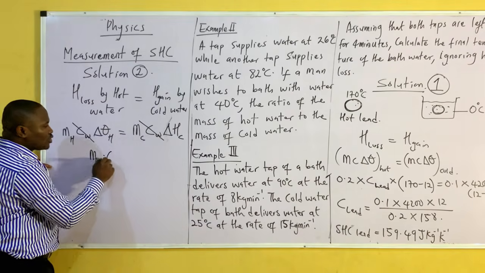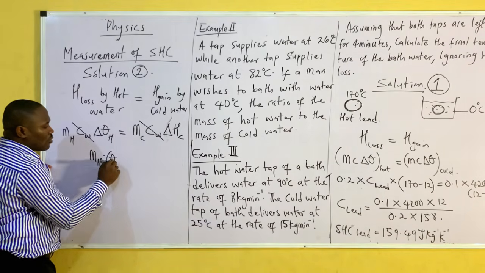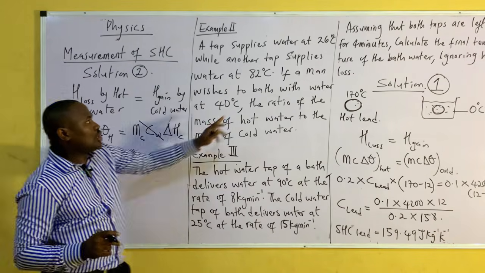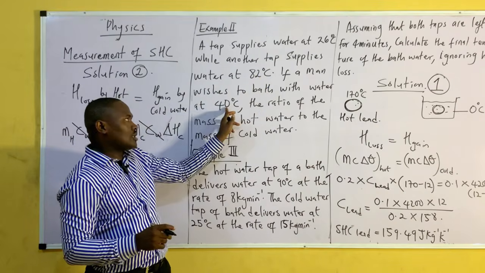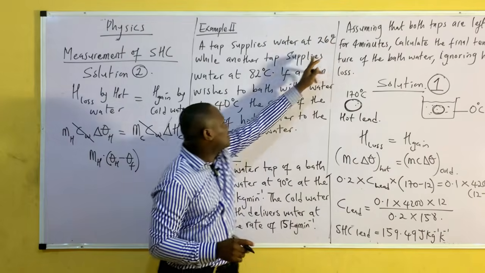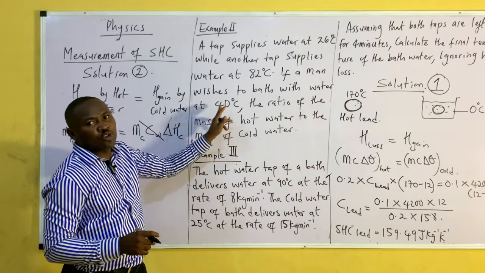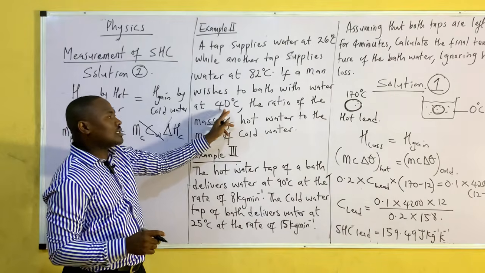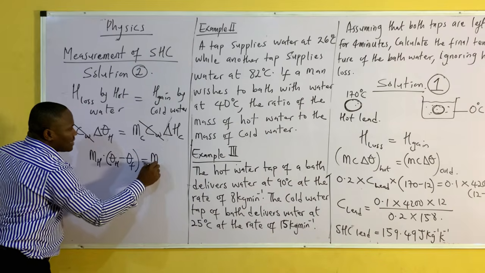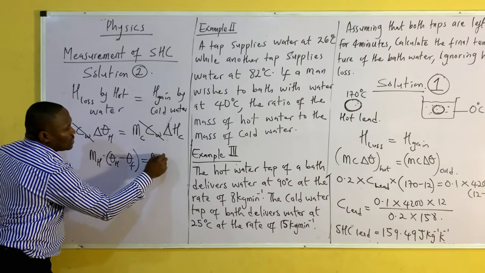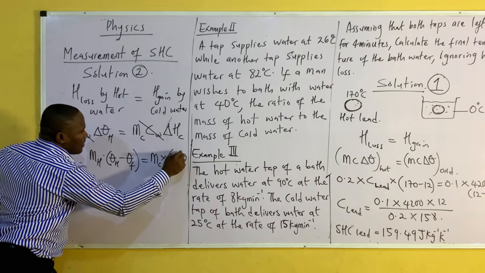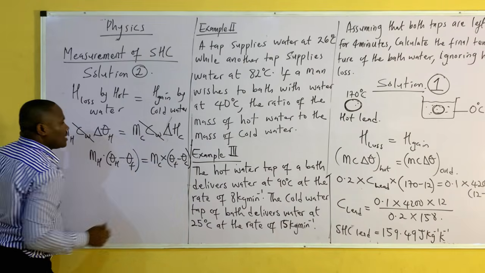What is the change in temperature of hot? It is theta hot minus theta final, because the water will change from this to this. That's for hot. While the water for cold will change from this to this, because this is the final temperature he wishes to bathe with. So this is the temperature of the mixture. So it's now equal to mass of cold times the temperature change, which is theta final minus theta cold. That is the temperature change.